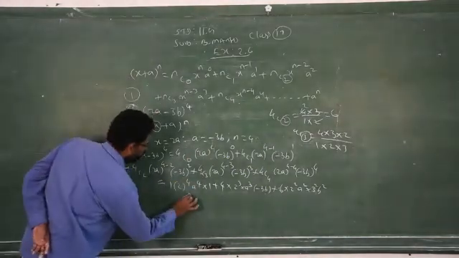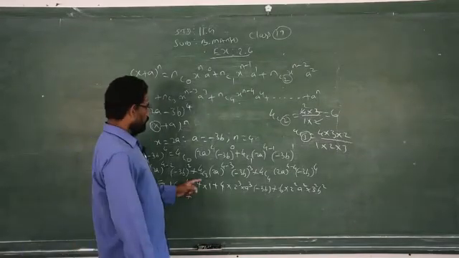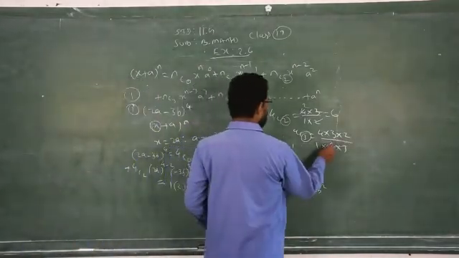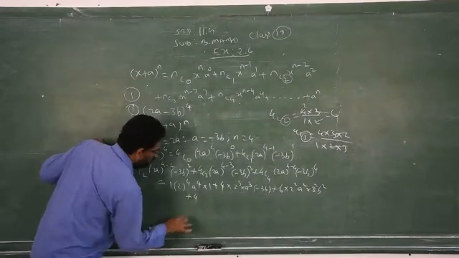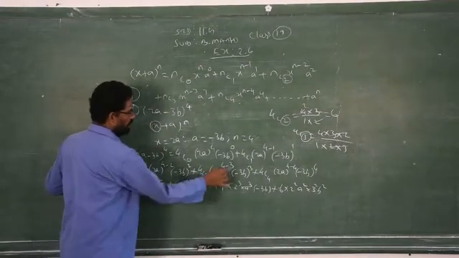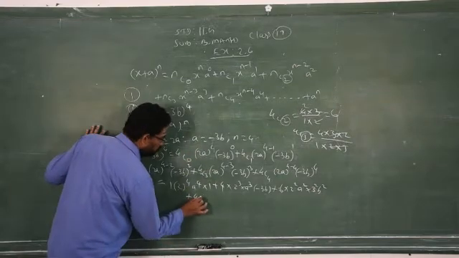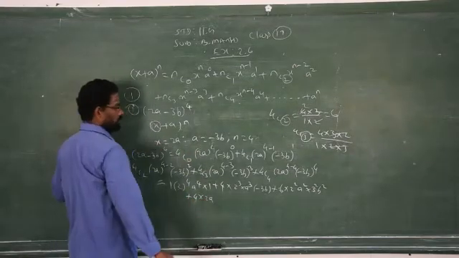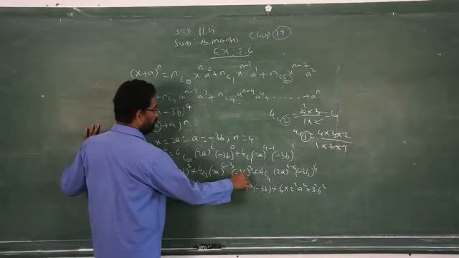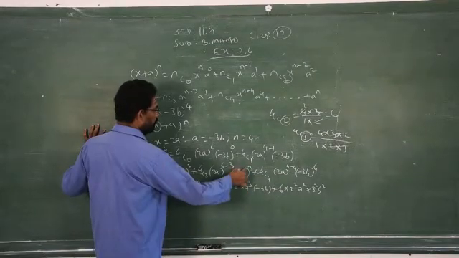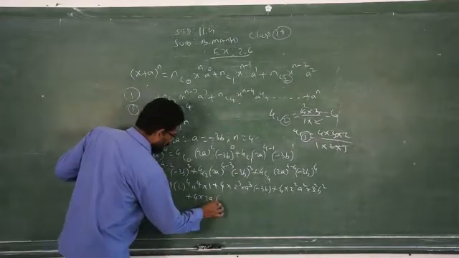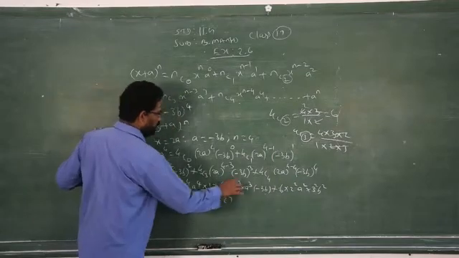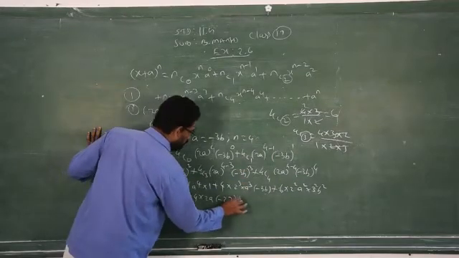Next, 4C3. What is the answer for 4C3? See, these two will get cancelled. What will be there? 4. 4C3 is 4. 4 minus 3 is 1, so we have 2a as it is. Here, minus 3b power 3. When a negative term has an odd power, you will always get negative. So minus 27, because 3 cube is 27, into b cube.